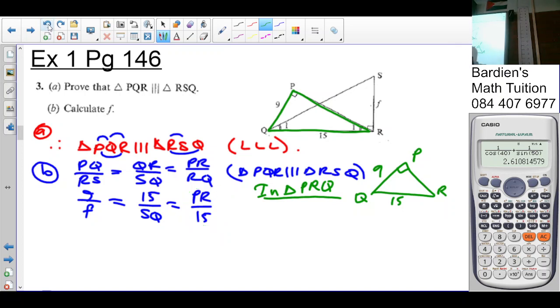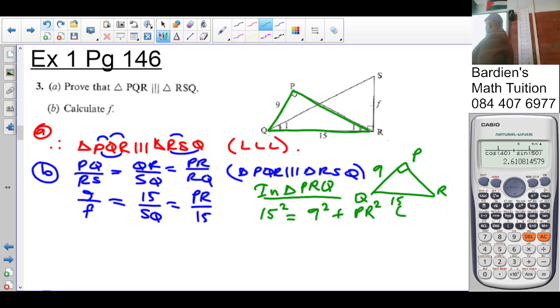So, can somebody set up the theorem of Pythagoras from here? It's going to be what? QR squared is equal to QP squared plus PR squared. Or we can say straight, 15 squared is equal to 9 squared plus PR squared. And what's my reason there? The Pythagorean theorem, with angle P equals 90 degrees.